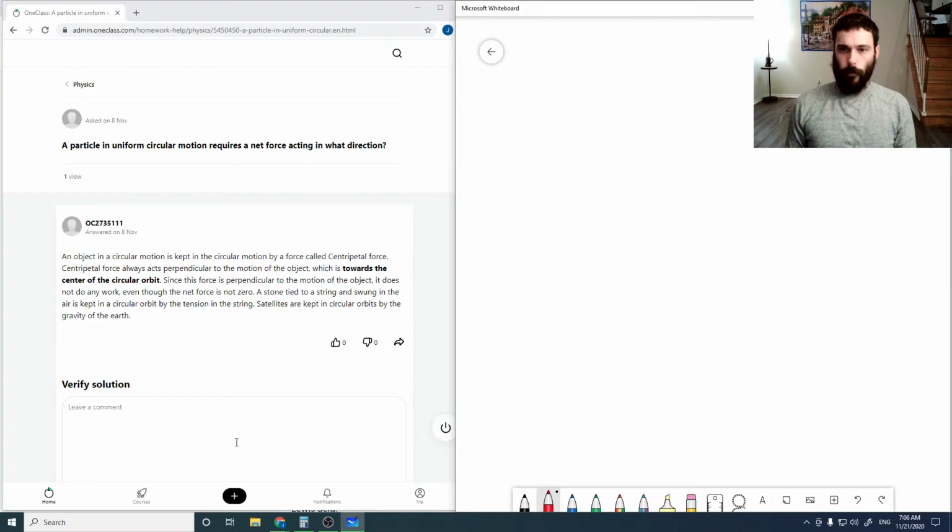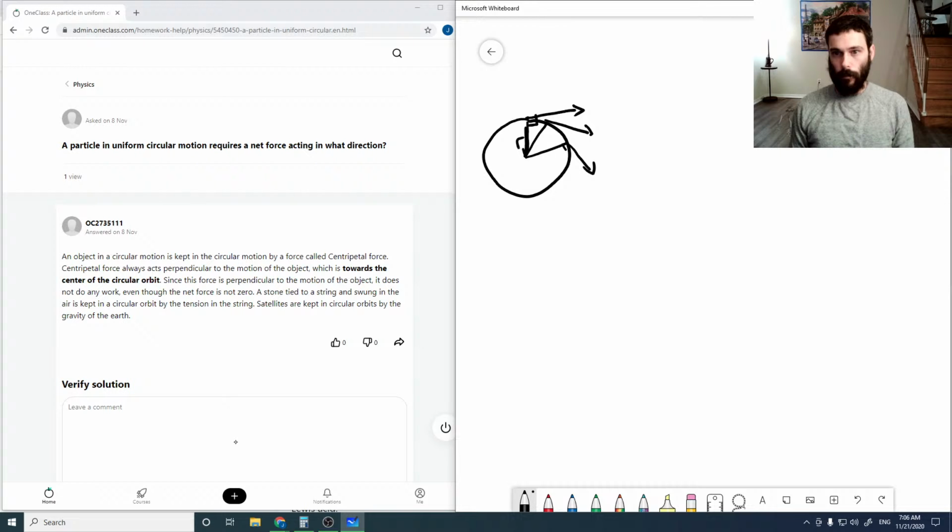Okay, a particle in uniform circular motion requires a net force acting in what direction? Just to rationalize through this, I'm going to attempt a rudimentary circle here, and we're going to pretend that it's a perfect circle. So there's our R line, there's one of our velocities, which is tangent to this R, and I'm going to draw another one, and another one. Each of these is tangent to this R.